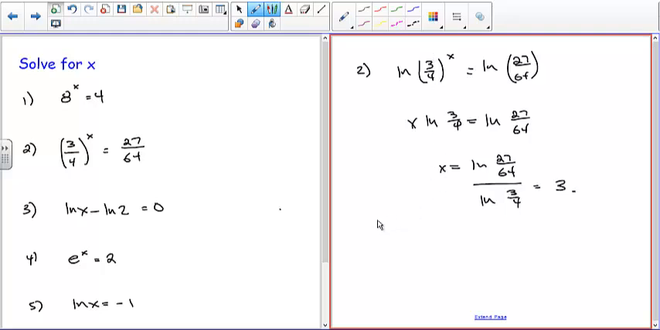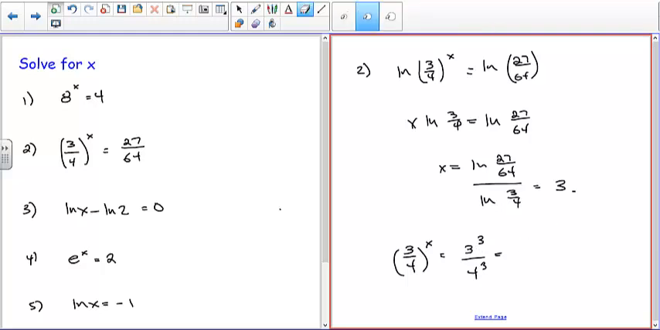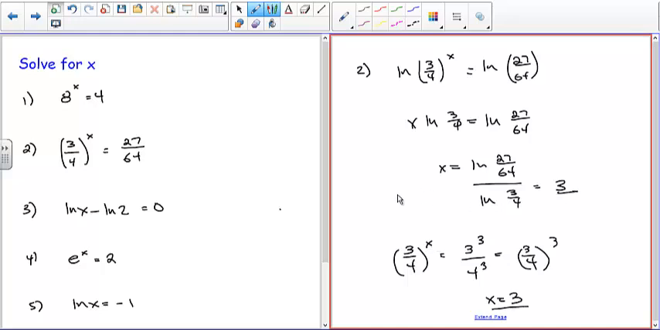Now the other way of thinking about this is that you would try to rewrite the left-hand side such that it's 3/4 to some power. 27 is 3 cubed and 64 is 4 cubed. So 3 cubed over 4 cubed is 3/4 cubed. And you see that now that I have the same base, I can set the exponents equal to each other, and you get the same answer.